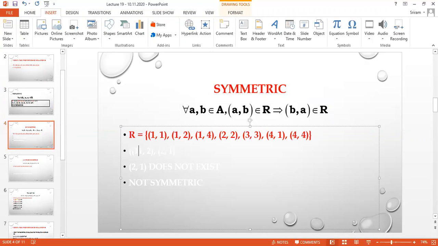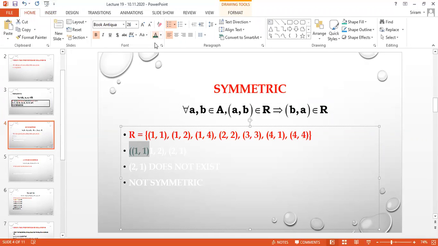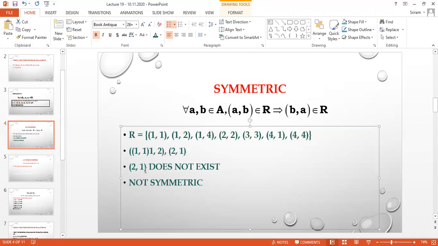If I take (1,1), what is the opposite pair? This is the same, (1,1), isn't it? If I take (1,1), then the opposite pair is again (1,1). So no problem, (1,1) exists.